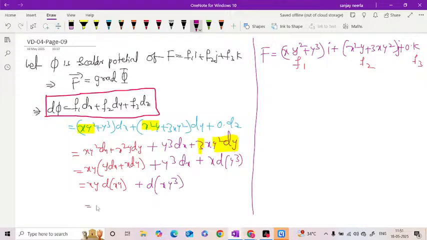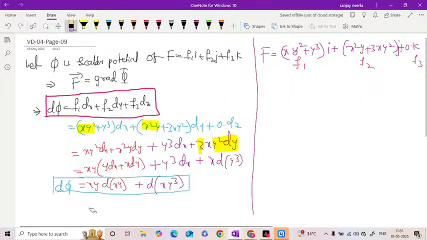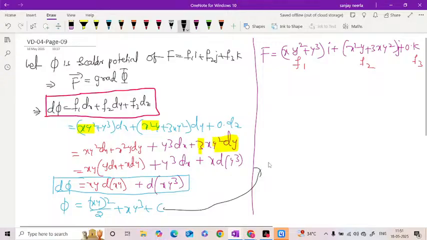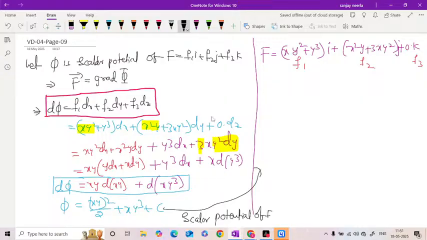So after using the integration, it is entirely d pi only. Now after integration of this whole, we will get pi equal to the integration of x into y, that is xy whole square by 2, plus xy cube plus constant. It is our scalar potential function. So this is our scalar potential function of f. And we can easily verify also.